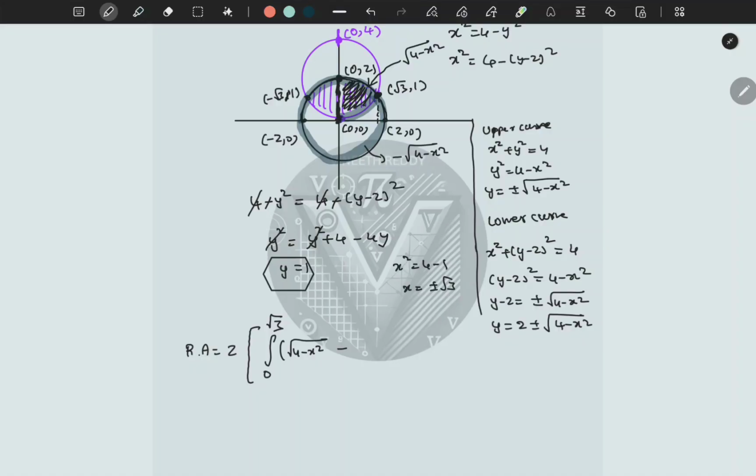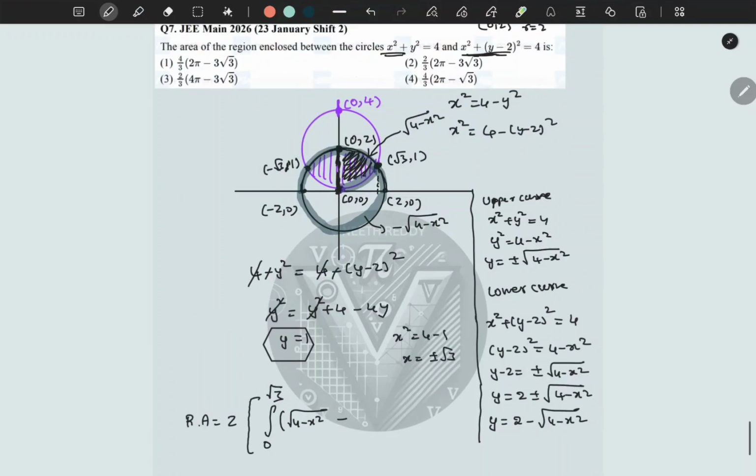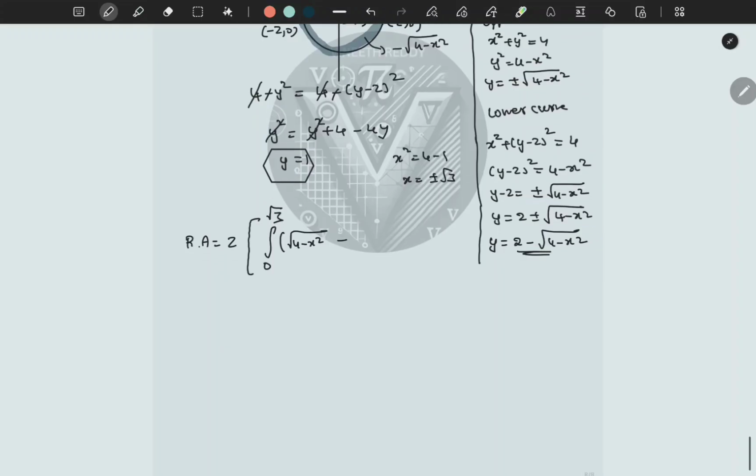What do you think? The answer is, y is equal to 2 minus under root 4 minus x square. Dear students, why? Because see, this is the line y is equal to 2. Above this line, the value of y should be greater than 2, and below this line, the value of y should be less than 2. Since this region is below the line y equals 2, it should be 2 minus under root 4 minus x square, and square root is anyway a positive value. So here we should be writing 2 minus under root 4 minus x square. So this step you should be very careful, dear students. Now I think it is done.